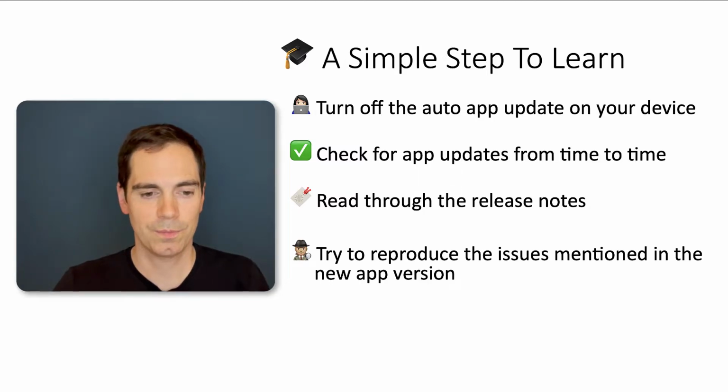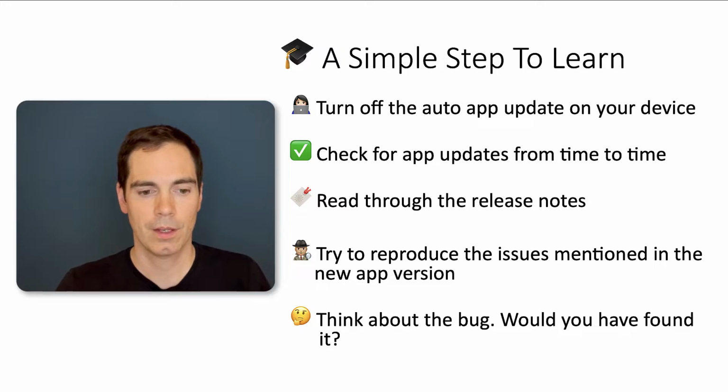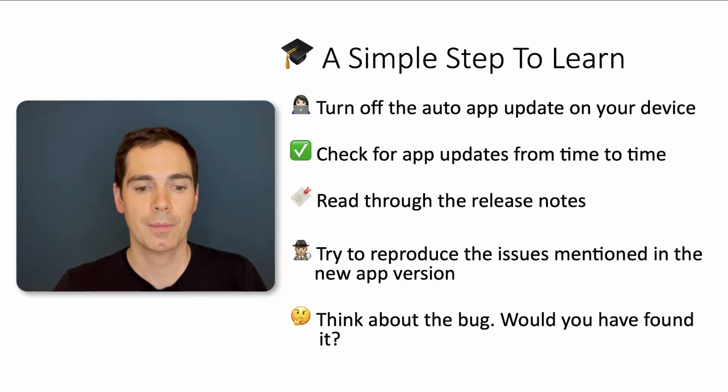So what can you do? Of course, you can try to reproduce the issue that is mentioned in the new app version. So you can browse through the release changes and see if there's a really descriptive way of describing a problem, of a bug. And then the one thing that you should do is try to reproduce it, as I already mentioned.